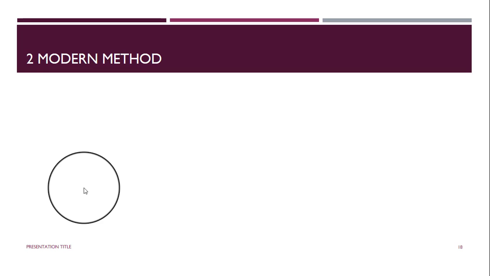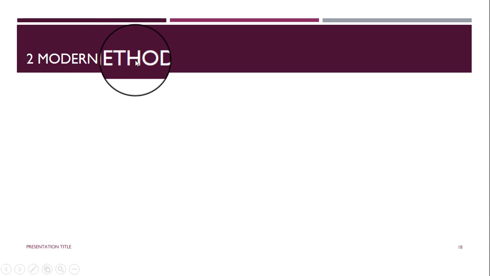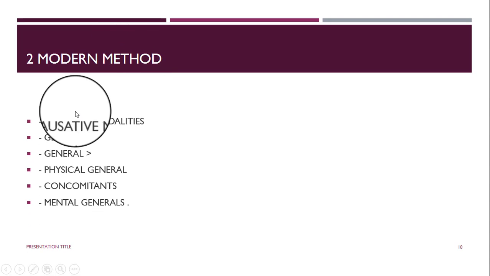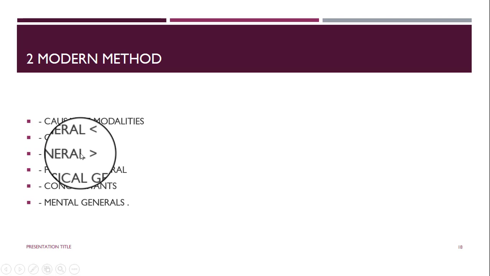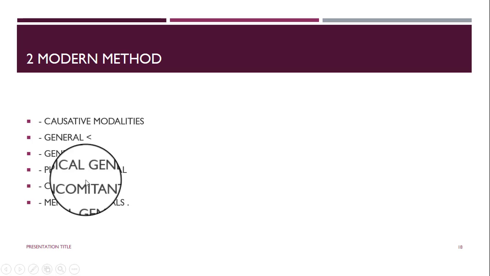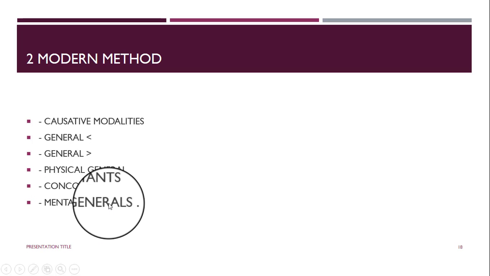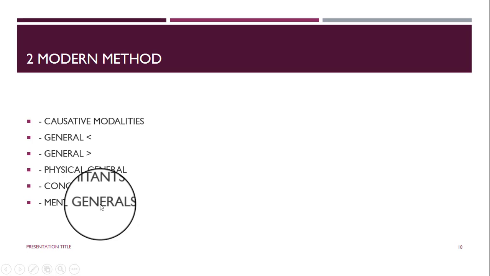And the second method for repertorization is the modern method. So it includes causative modalities, then general aggravation, then general ameliorating factors, physical generals, concomitants, and mental generals. So this was the modern method of repertorization. So this was all about the method of repertorization.